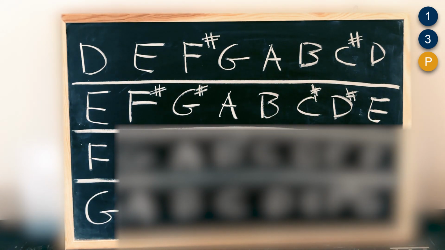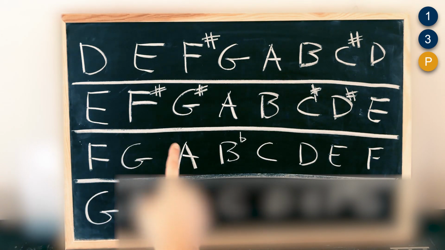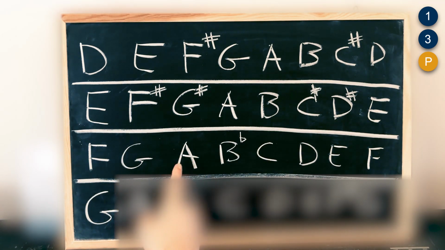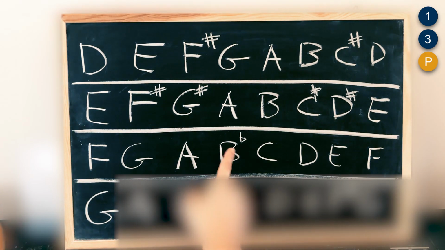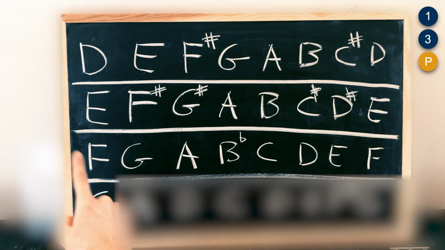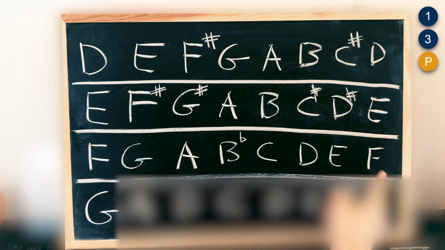Okay, the next one, the F major scale. I'm going to reveal that in 3 seconds. 3, 2, 1. Okay, F, G, A, B flat. Okay, there's a B flat. If you had A sharp, you have 2 A's. Okay, F, G, A, A. That's weird. We want to have F, G, A, B flat, C, D, E, F.